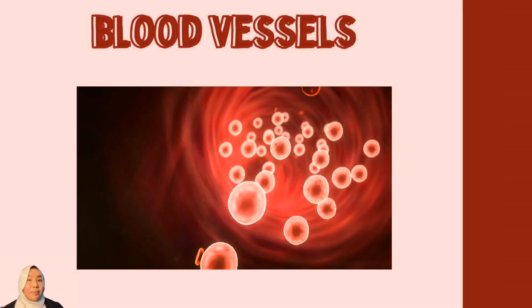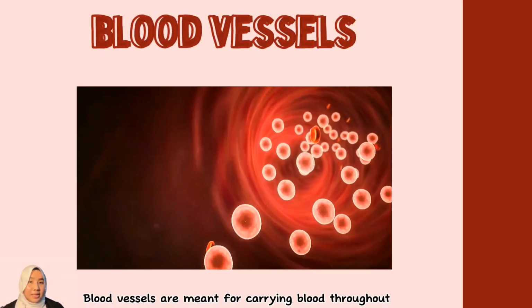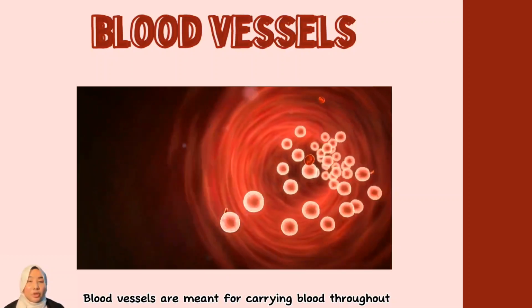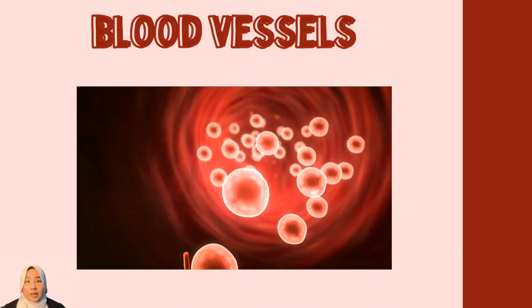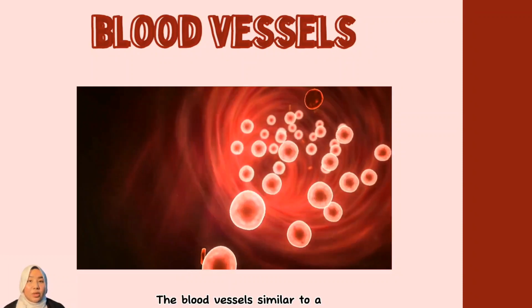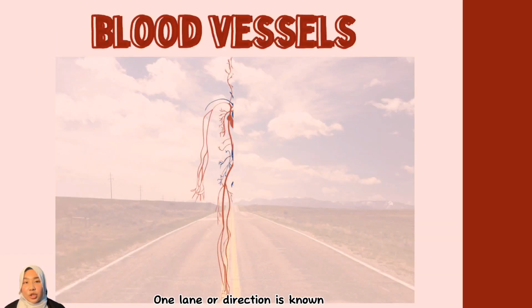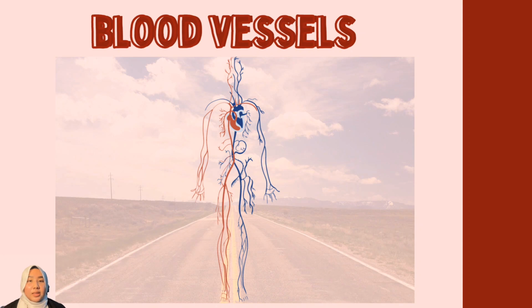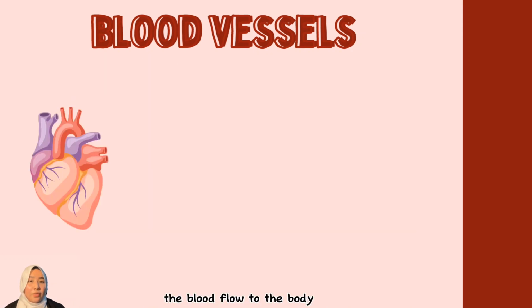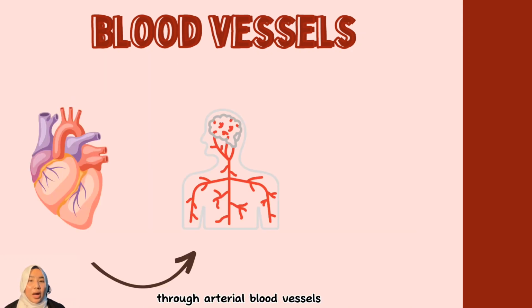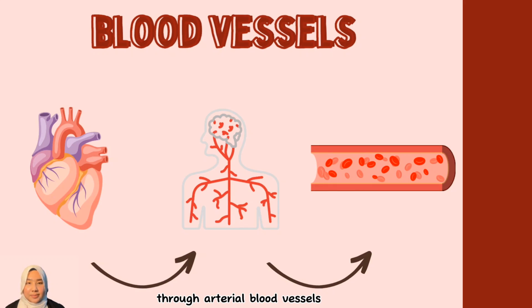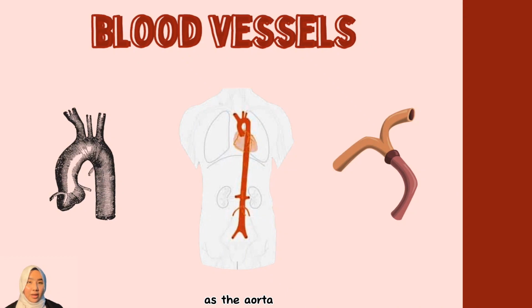Next, let's move to the blood vessels. Blood vessels are meant for carrying blood throughout the body. The blood vessels are similar to a two-way highway system. One direction is known as the arteries and the other is called the veins. Starting in the heart, the blood flows to the body through arterial blood vessels. The largest of these arteries is known as the aorta.